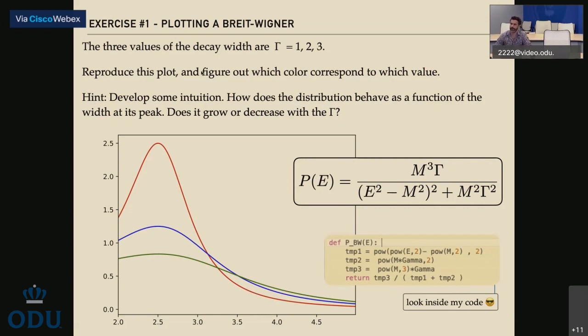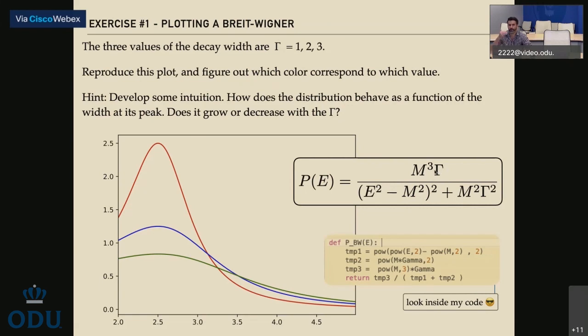So the first exercise was just to make plots of the Breit-Wigner distributions. You were supposed to pick different values of gamma: 1, 2, 3. Just to remind you, the Breit-Wigner distribution is a parameterization of the scattering of two particles that couple to some intermediate resonance, and the resonance is an unstable particle that lives for a short time. This particle has a mass m and a decay width of gamma.